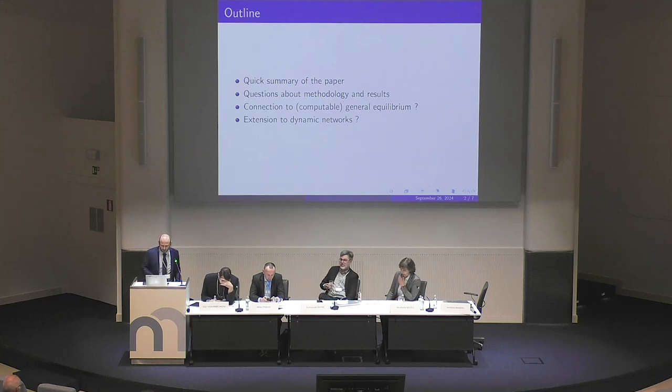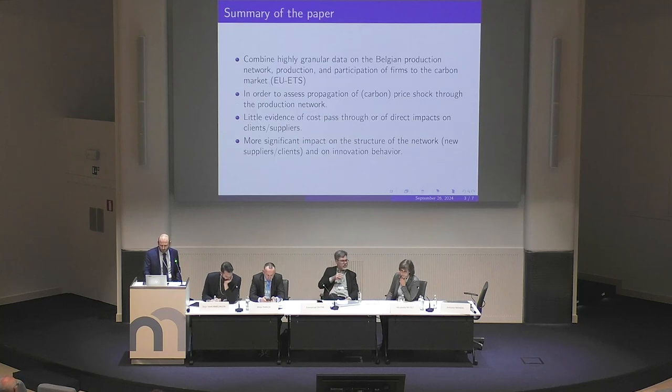I'll just give a quick summary of the paper, as it is my understanding. I have some questions about the methodology and the results. In particular, I'll try to emphasize two points: the connection of your work, or potential application of what you're doing, to more ex ante policy assessment done with general equilibrium models, and some questions about the dynamic perspective on networks.